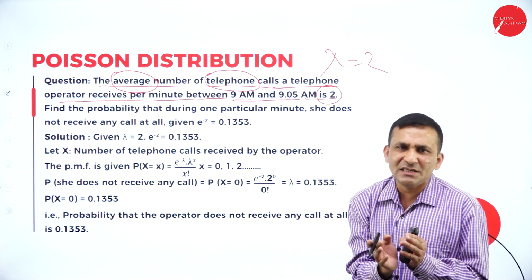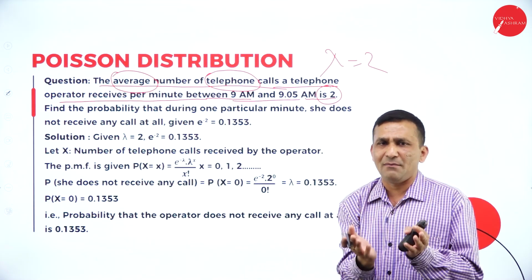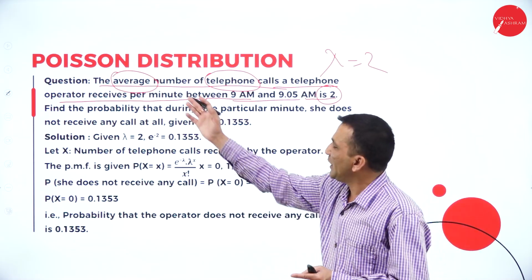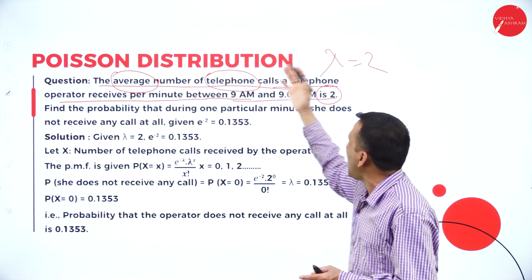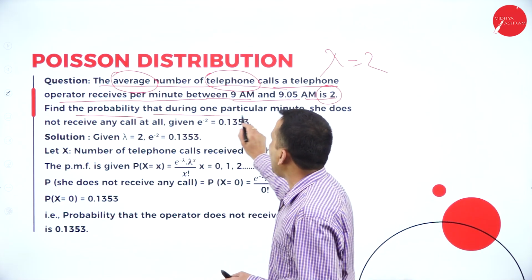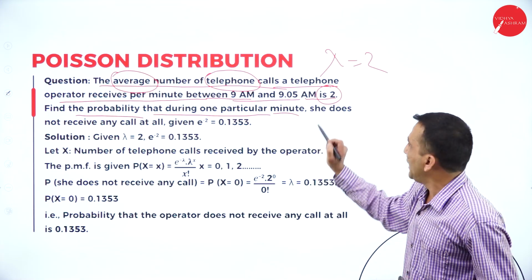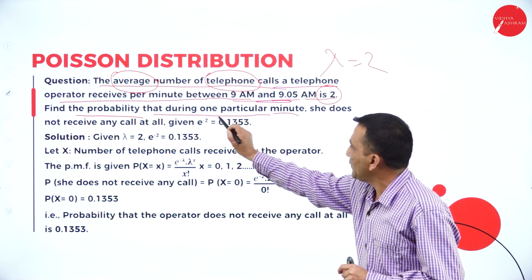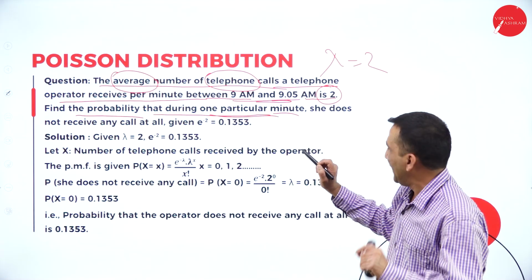So in the Poisson distribution, average is equal to lambda, or lambda is equal to np, or x bar. In the question it is clearly given that the lambda value is 2. Find the probability that during one particular minute. Now we are finding a difference, as there are 5 minutes, but the question is related to 1 minute.